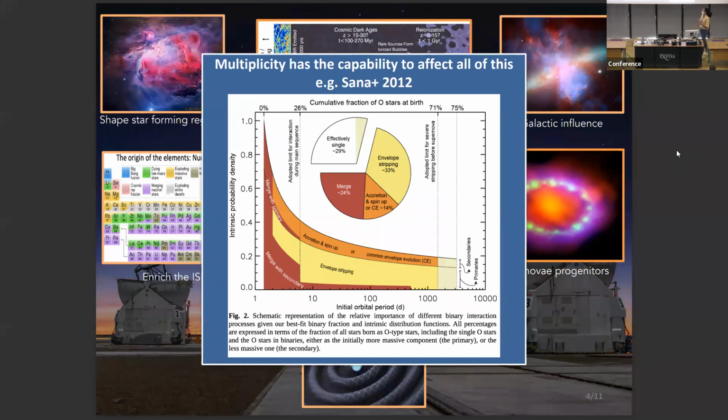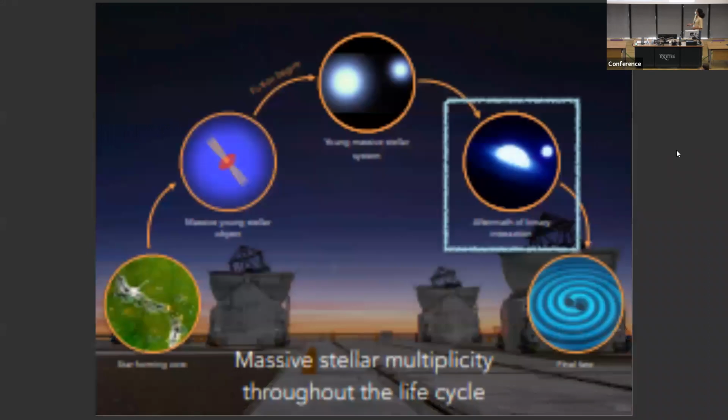And of course, when these interactions happen, there's an exchange of mass, there's an exchange of angular momentum, and it can change the chemical composition of the stars involved, and therefore this can affect the feedback and the final fates of these stars, which have these effects on small to large scales.